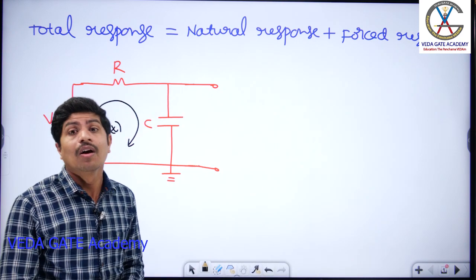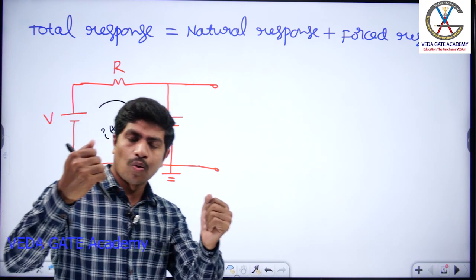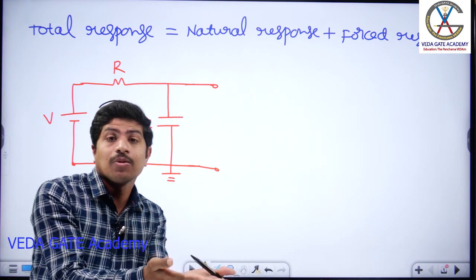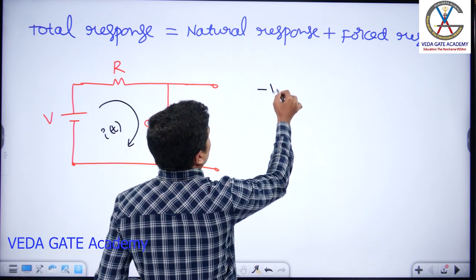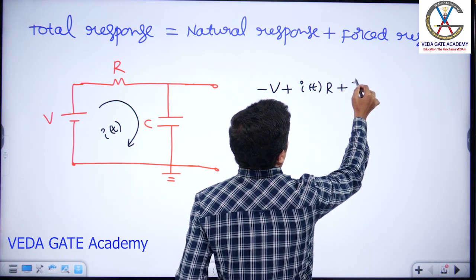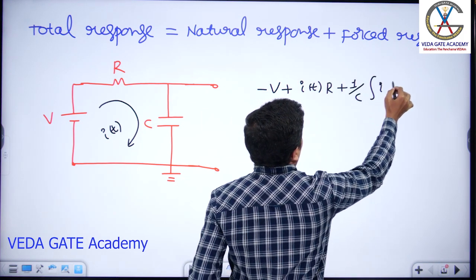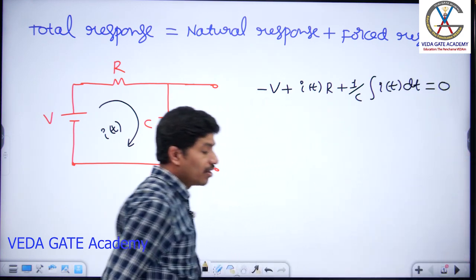Let's write its KVL. Find both the responses, natural response and forced response. Or first of all, let's find the total response. In that, what is the natural response? What is the forced response? Let's observe. Now, if I write KVL: minus V plus I of t into R plus 1 by C integral of I of t dt is equal to 0. That is the KVL. First order differential equation we are going to get.